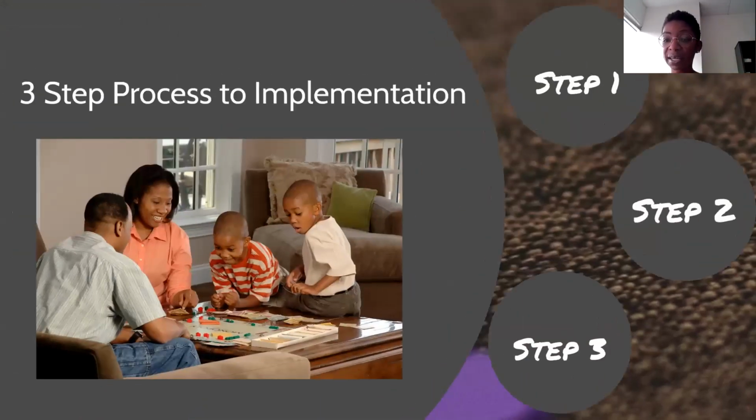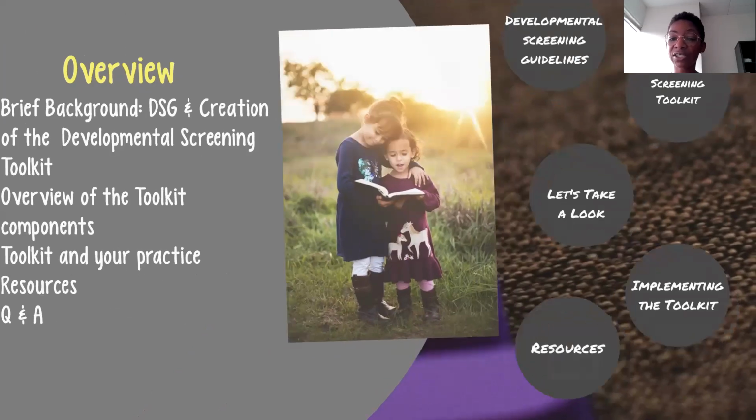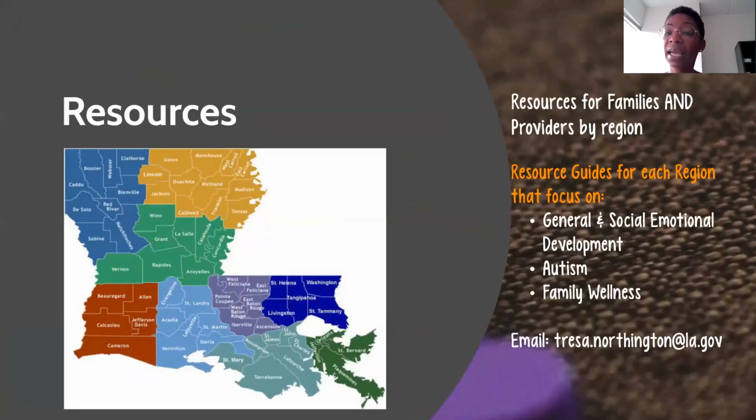So once we've done all those steps, the last step here is just to take a look at those resources for the families. We have resources for families and providers by region. You can come to this website, click on the resources tab, and you'll find referral guides for each region, because we know that they're different depending on where you live. The resource guides for each region focus on general and social emotional development, autism, and family wellness. You click on that resource tab, and tons of resources will come up that you are able to just print out and make copies of.